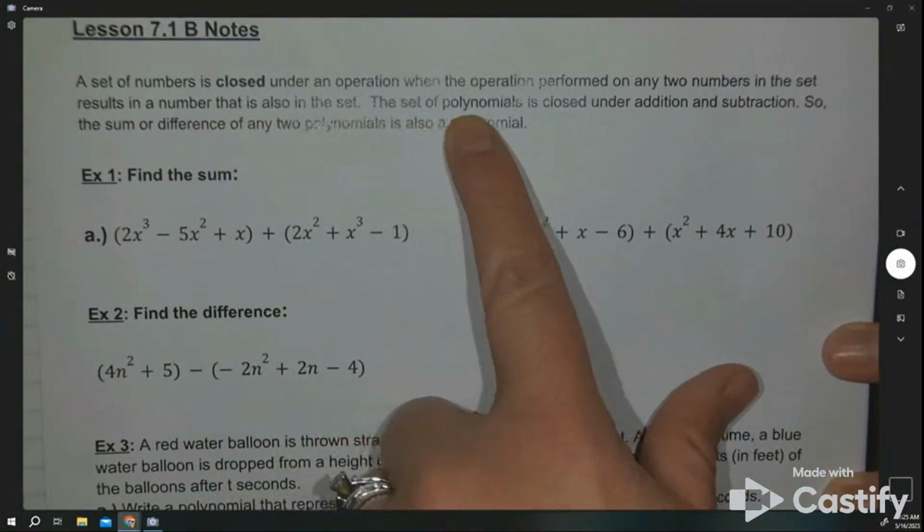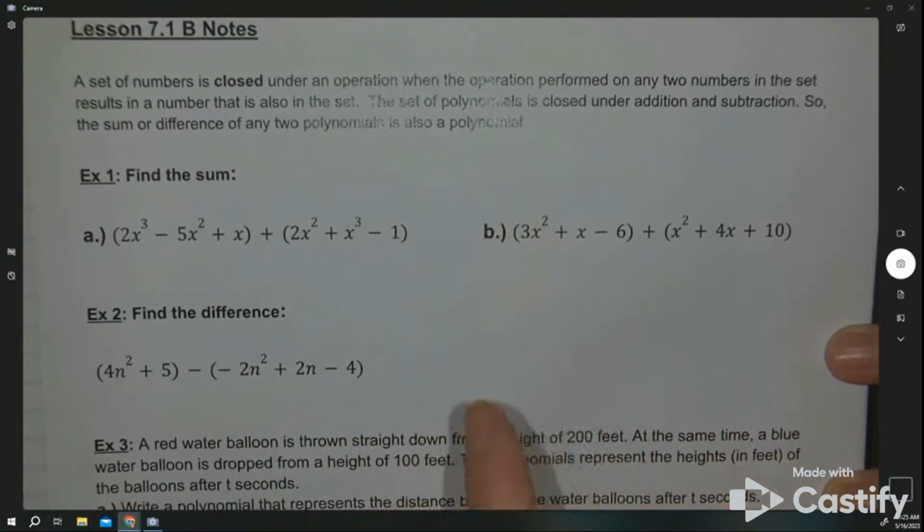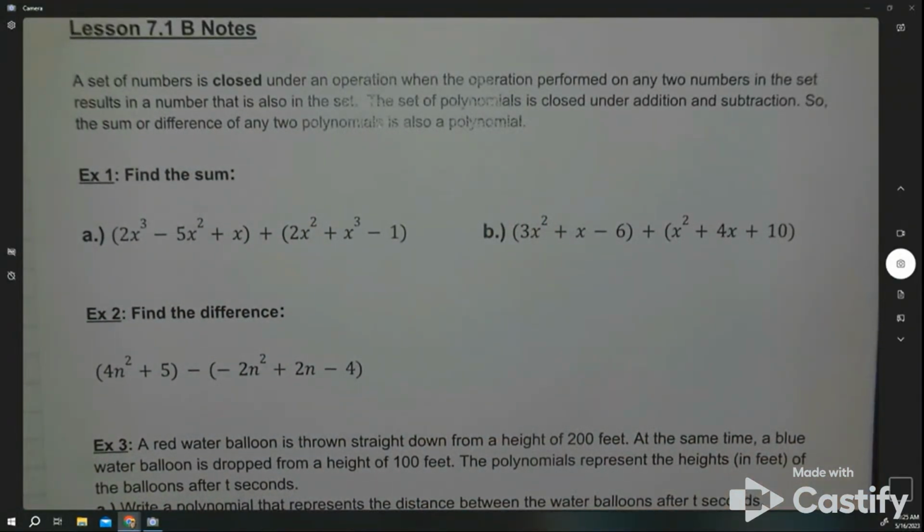So for example, the set of polynomials is closed under addition and subtraction, so the sum or difference of any 2 polynomials is also a polynomial. So basically, if I'm adding 2 polynomials together, I'm also going to get a polynomial as my answer. And so because of that, we would consider this closed.